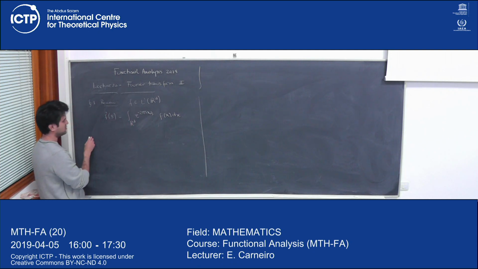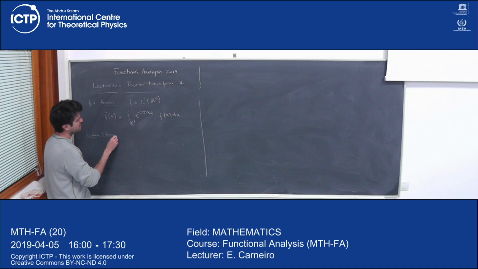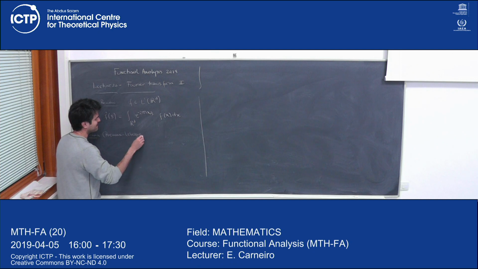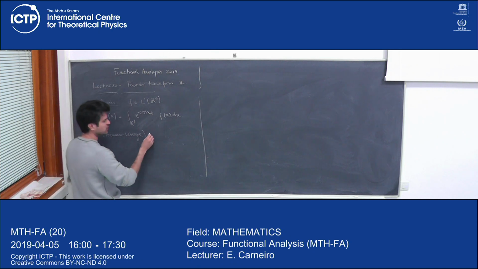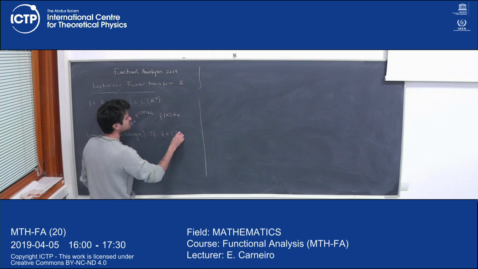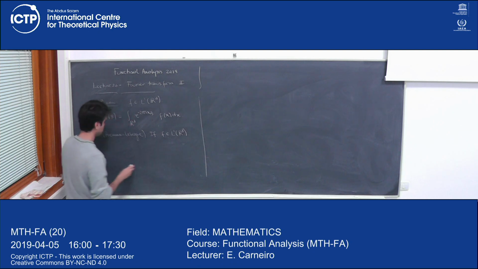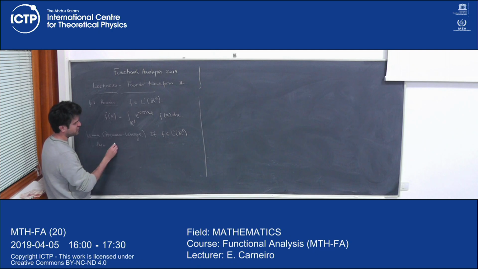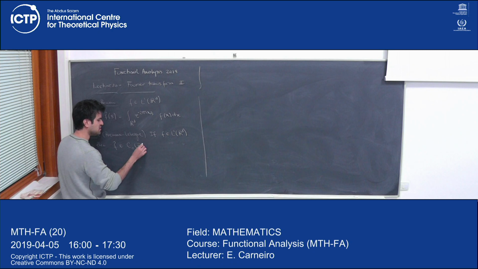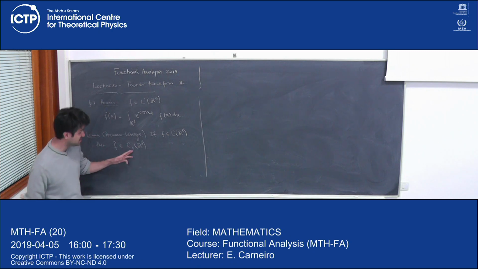First very nice thing that we proved last class is the so-called Riemann-Lebesgue lemma, which says that if f is in L1, then the Fourier transform is a continuous function that goes to 0 at infinity. We denoted this space by C0 of R^d: continuous functions that vanish at infinity.